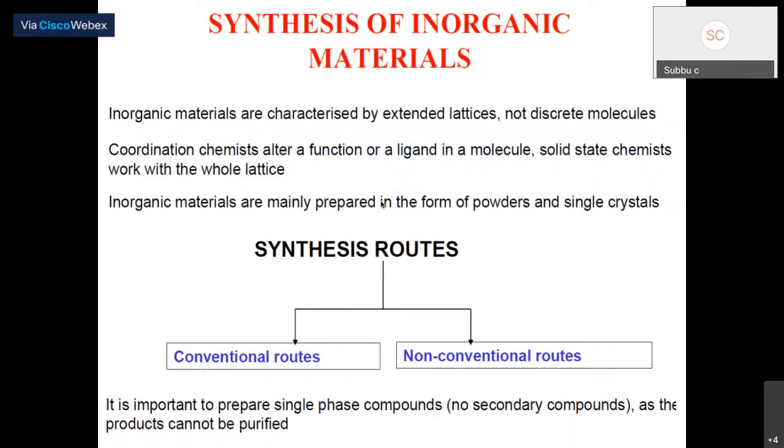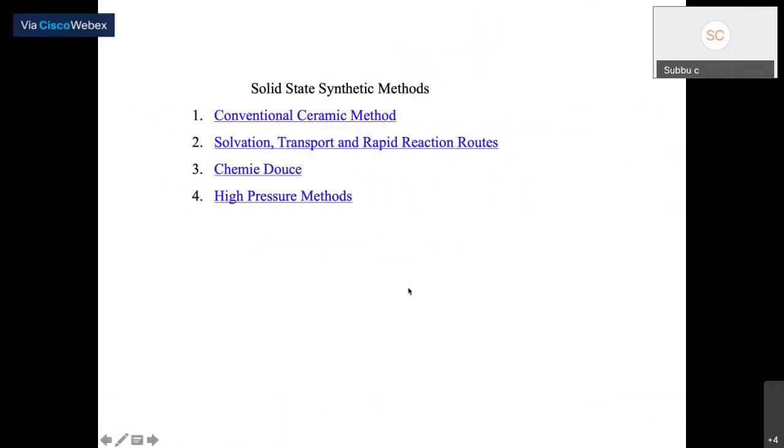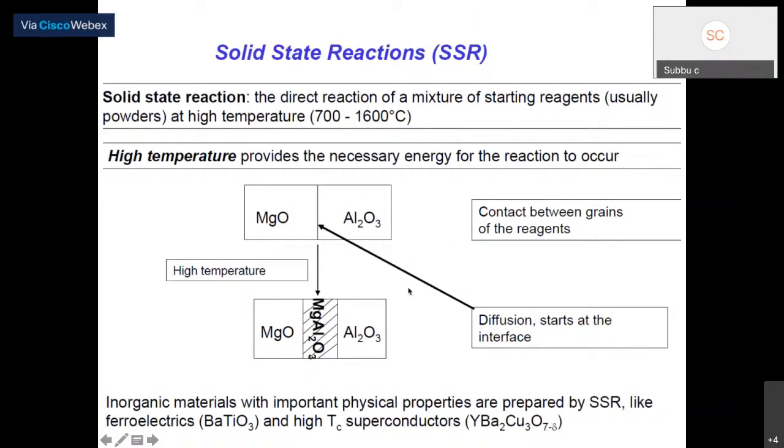I can classify the methods into two categories: one is conventional, another one is non-conventional. When I say a non-conventional method, that means I'm expected to follow some precautions, like inert conditions or extreme pressures. But I will mostly tell you the method which you can use as simply as this. That means a powder synthesis using a conventional method. I'm taking one classical example. I know that all of you are familiar with the basics of solid state.